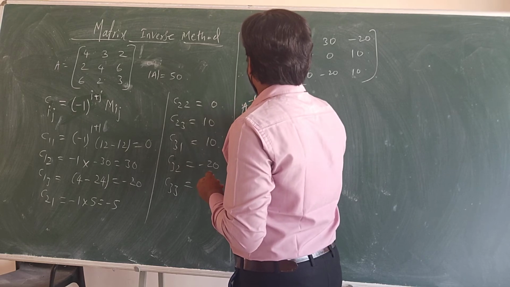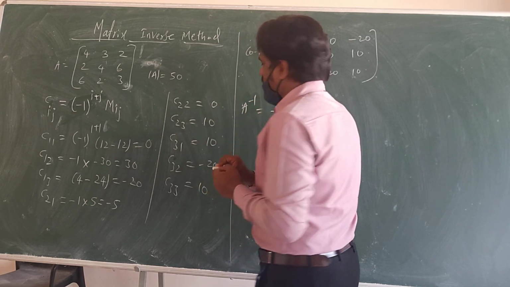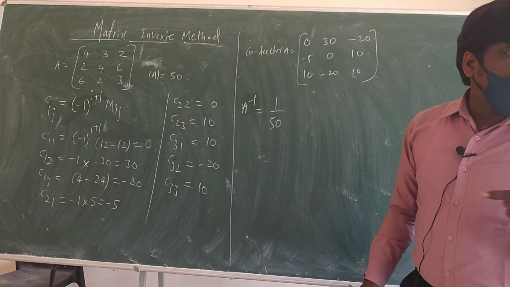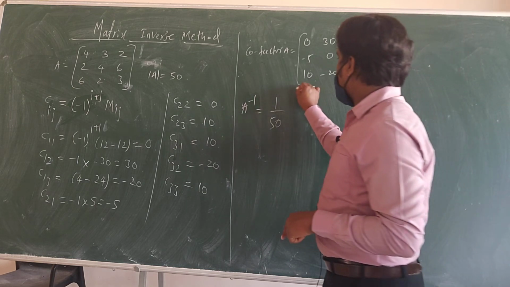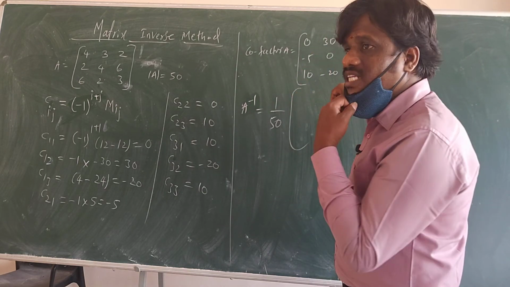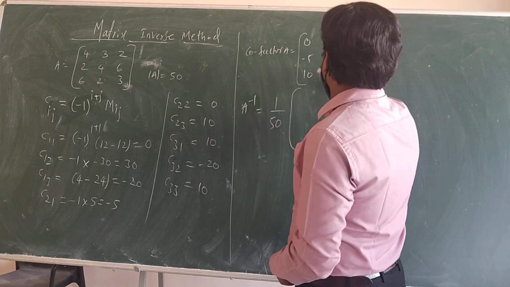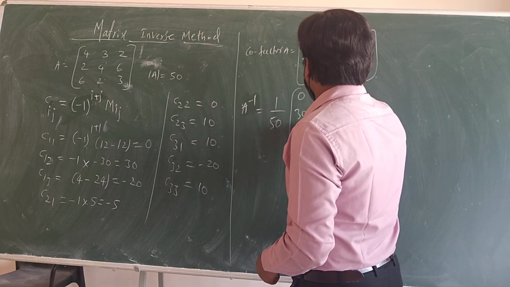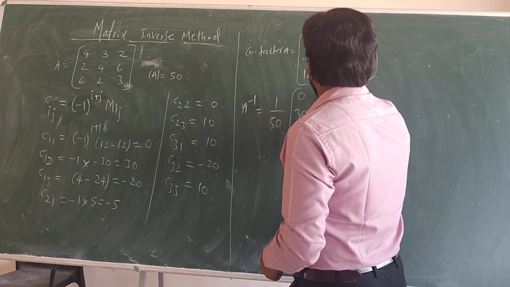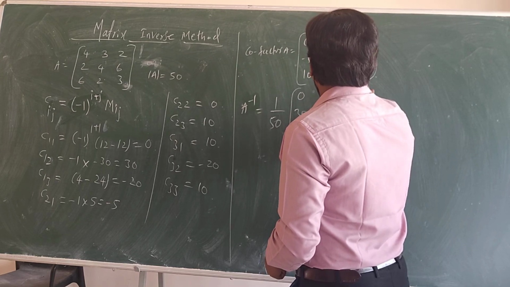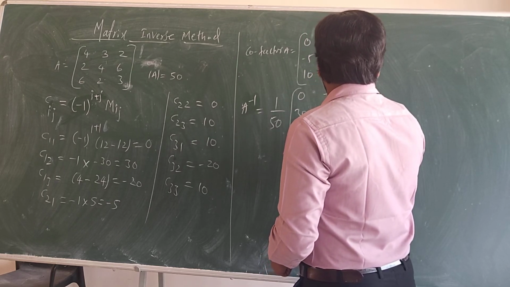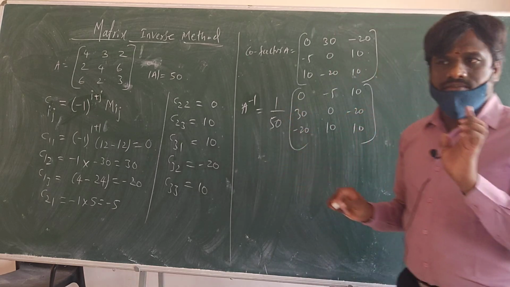A inverse is equal to 1 by determinant of A, 1 by 50, and the transpose of this, adjoint A. So what do you do right here? 0 minus 5 10, 30 0 minus 20, minus 20 10 minus 10. This is A inverse, right?